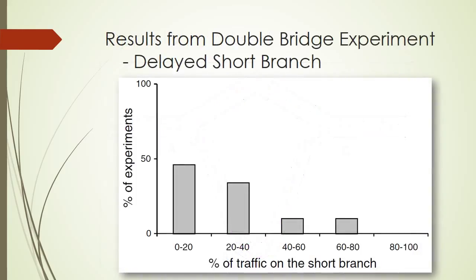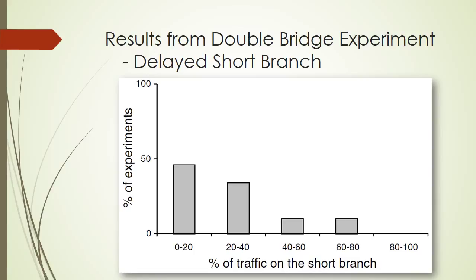This is borne out from the results over a large number of experiments with adding the short branch. In this case, it was added after 30 minutes. So you can see that the percentage of traffic on the short branch really doesn't get very much higher than about 20 to 40%, and even that's only over 40% of experiments. And in the majority of experiments, it doesn't get higher than 20% of traffic.